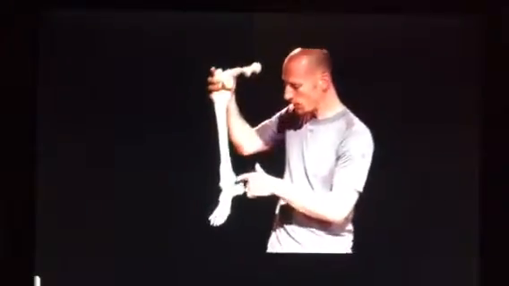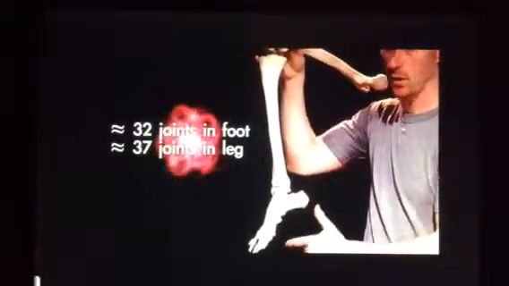Let's look at the foot in a little bit more detail. There are 26 bones in the foot and 30 bones in the entire leg. So 26, 27, 28, 29, and 30. If we translate that into joints, there are 32 joints in the foot, 37 joints in the entire leg.